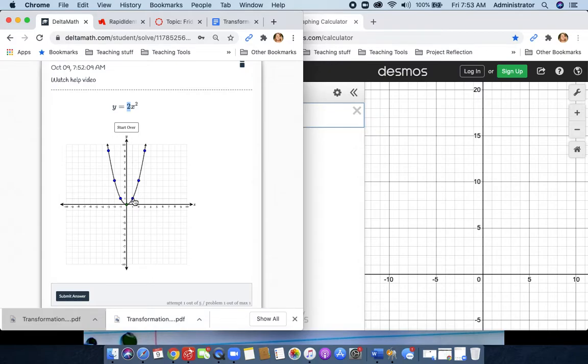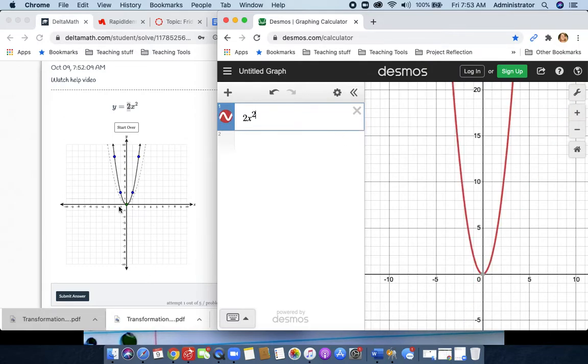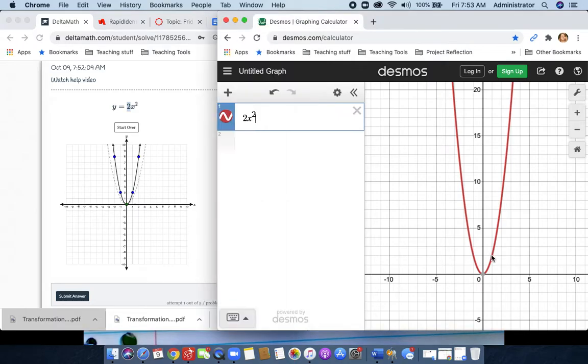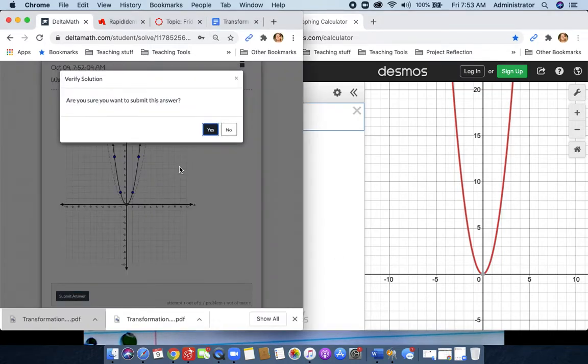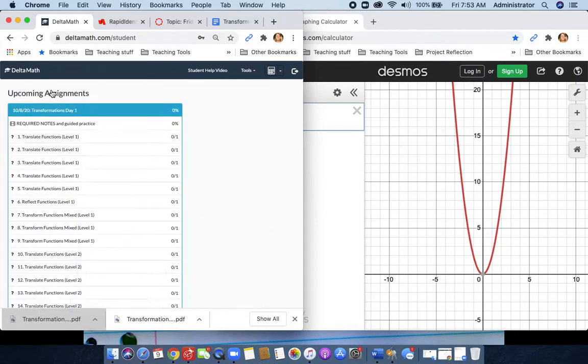So all I have to do is click on this ordered pair at (1, 1) and drag it right there to (1, 2). Doesn't that look just like it did on paper? In fact, if I were to graph 2x squared over here, if I wanted to verify a point, see that point is (1, 2). Is the point (1, 2) on my graph? I can click over here on Desmos. Yes, (1, 2). Okay, so I can verify some points that way as well. So I would submit my answer. Yes. And that's really all you're going to do.